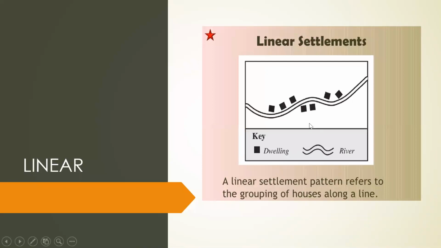A linear settlement pattern refers to the grouping of houses along a line. This line may be a river, a particular road, or a particular project, with houses on the two sides. This type of settlement is known as what? Linear settlements. This is also another important settlement pattern which we can see in our topo sheets.